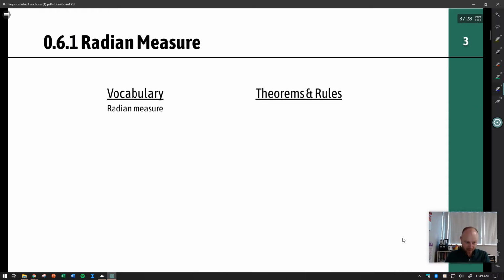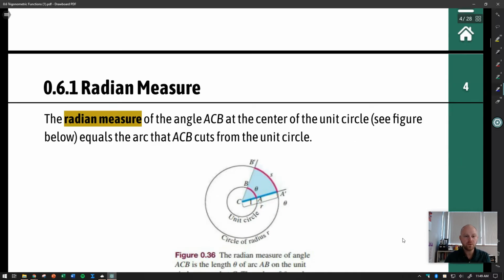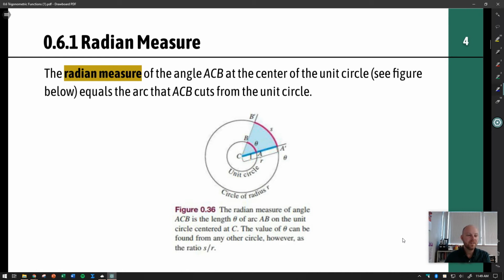Just one new vocabulary here. It is radian measure, no new theorems or rules. So we start with this. The radian measure of the angle ACB at the center of the unit circle, see the figure below, equals the arc that ACB cuts from the unit circle.